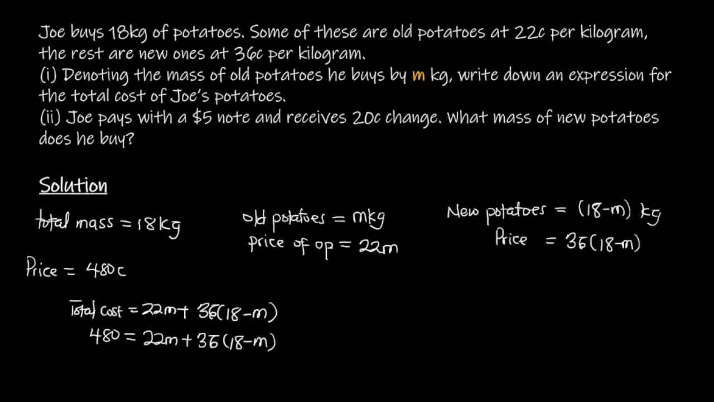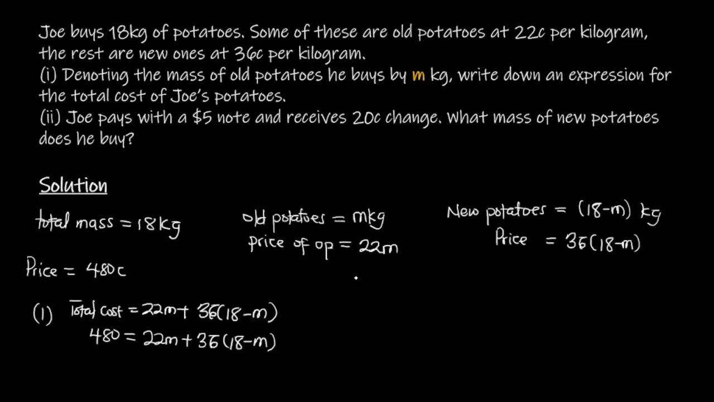So the first expression is the solution for I, the total cost. This is the solution. So we have 480 is equal to 22m plus 36 into bracket 18 minus m. This becomes the equation denoting the mass of the potatoes, both old and new, and then the price. All right, so let's go ahead and solve this equation and get our answer.